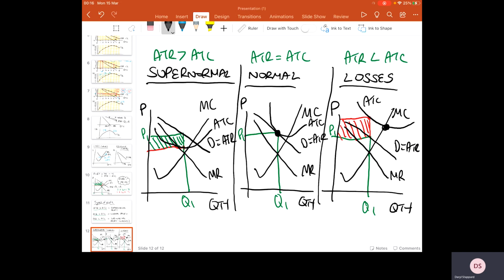Right, everyone, so look at those three different diagrams: supernormal profit, normal profit and losses. All we've done is combine those revenue curves from earlier on in the video with cost curves to show profits for companies. Right, I will stop there, everyone. So thank you very much for watching.